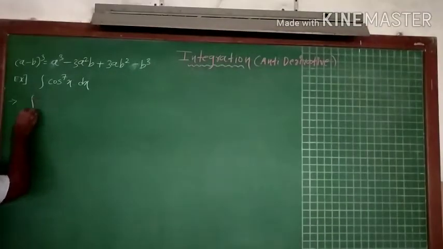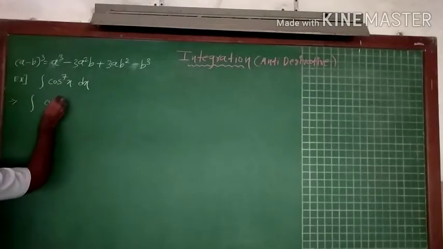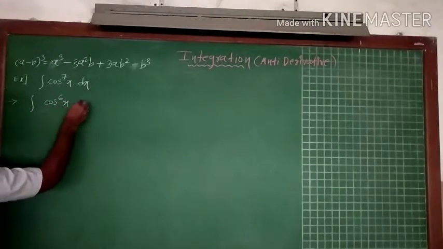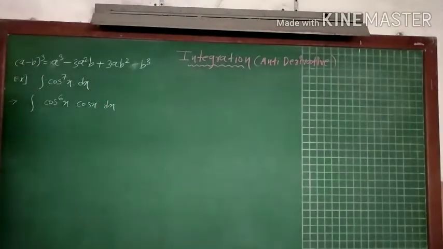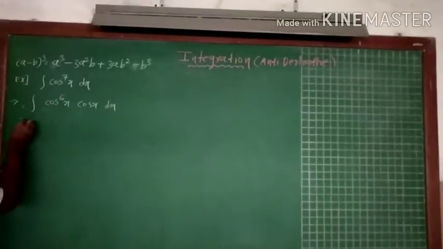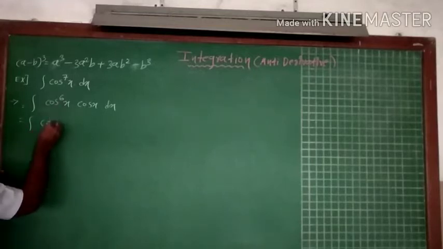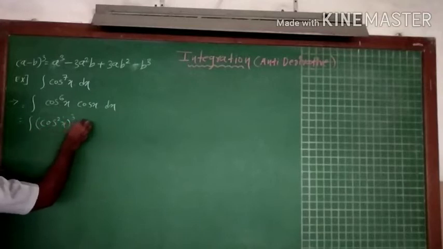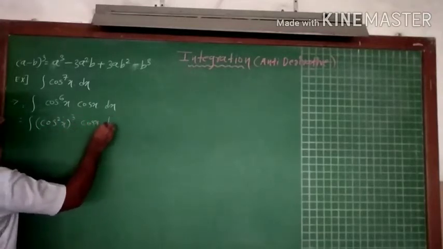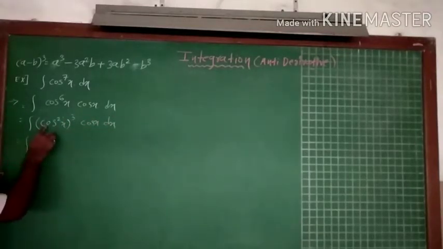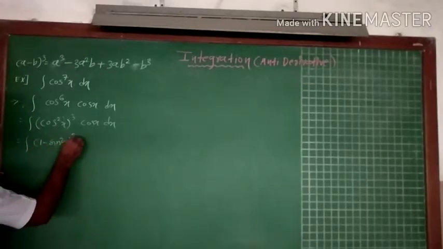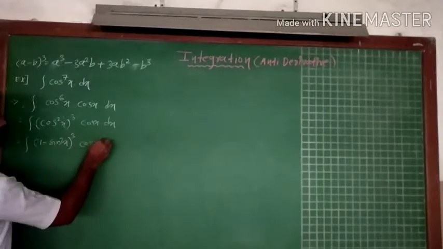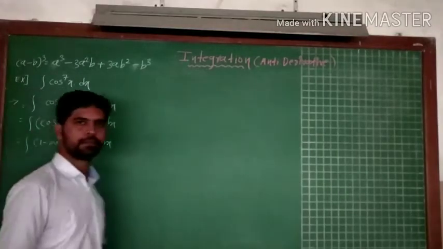But how to use the substitution, that we will see. Okay. See, can we split this example, this cos raised to 7, like this? Cos raised to 6x into cos x. That we can do. Next element, cos raised to 6 can be written like this: cos square to the power 3. Yes, we can write. Similarly, this cos square can be written as 1 minus sin square x. Then power 3 cos x, like this.